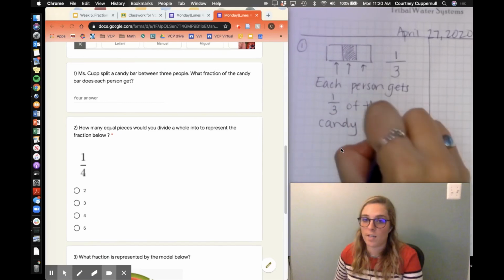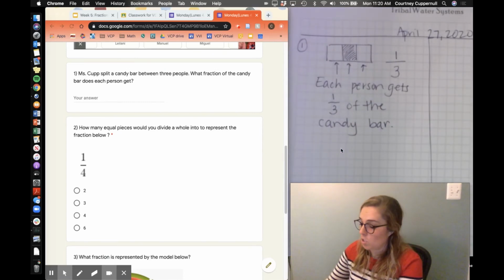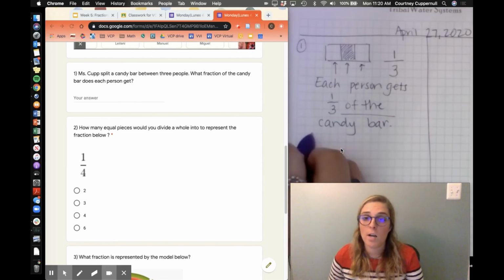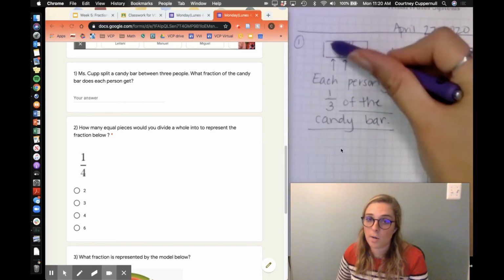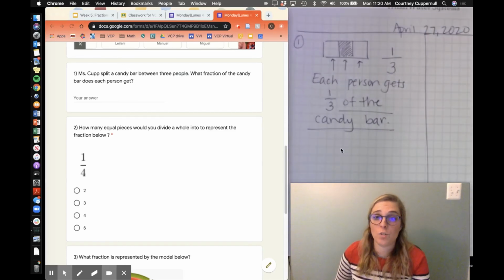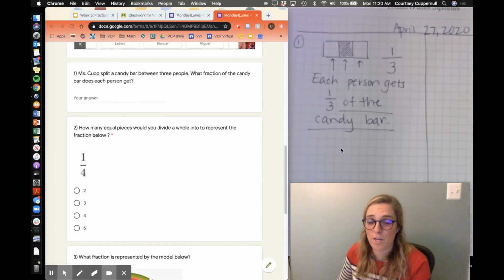I'll give you about 30 seconds. You need to include "of the candy bar" because you need to describe what the whole is. In this case, it's of the whole candy bar. If you're a fast writer, maybe like me, or you were writing along with me and you're already done, I want you to practice writing 1/3 in words.